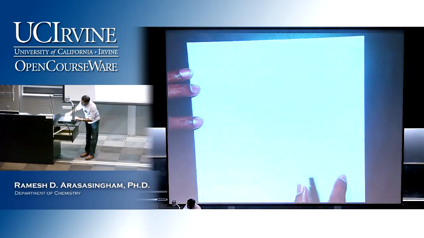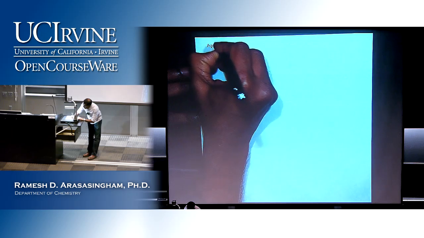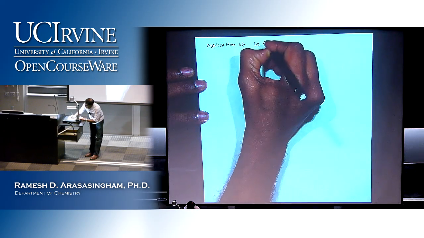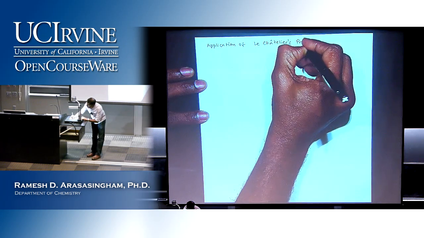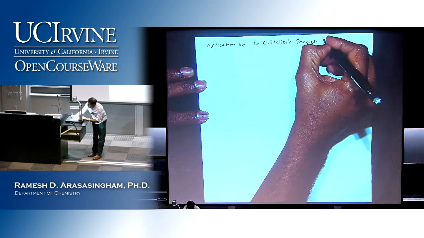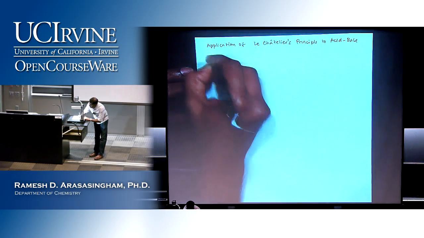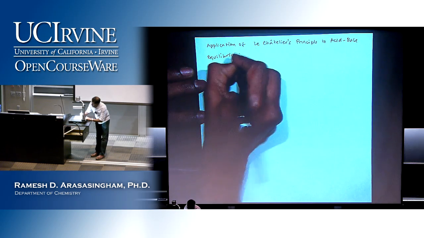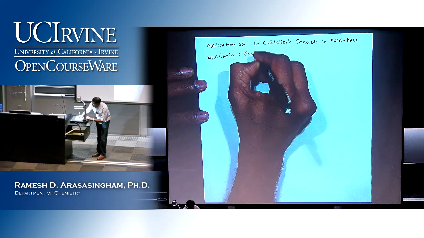application of Le Chatelier's principle to acid-base equilibria. And we call this the common ion effect.